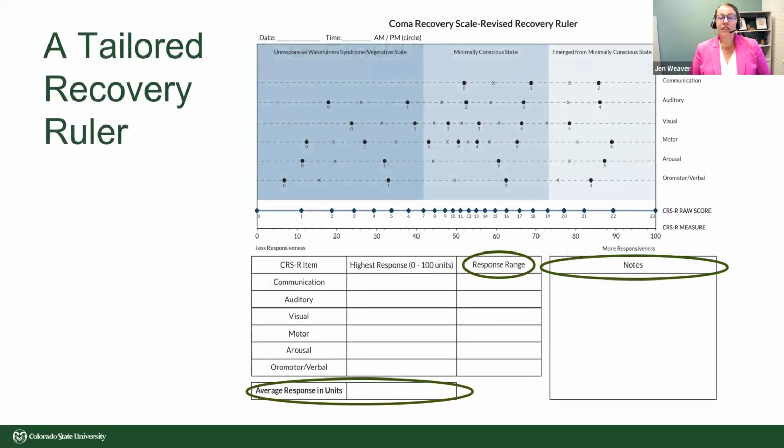Because each site was able to tailor their own recovery ruler, it was mostly the modules that you see at the bottom where most of the changes occurred. Some sites had a notes text box. Some sites wanted to include that response range that I showed for each of the CRSR subscales. And some sites wanted to include the total raw score or the total measure score on the 0 to 100 unit.